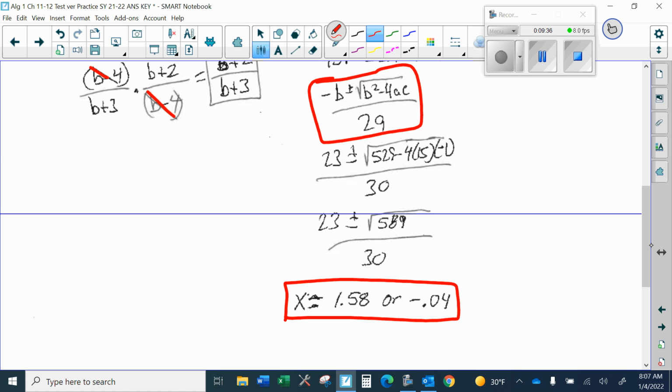All right, that goes ahead and explains this practice test. Your test will look just like it with different numbers.